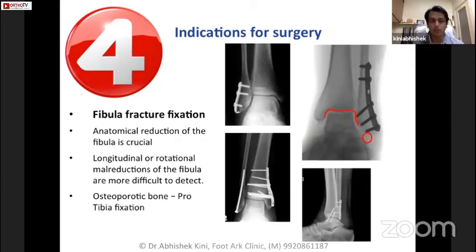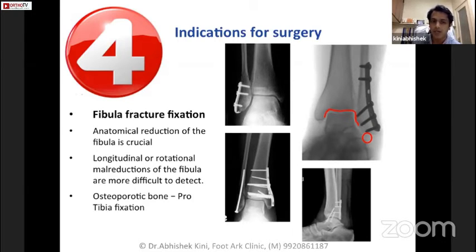And most important thing, it can be fixed in n number of ways with an anti-glide plate. If it's a transverse fracture, you can pass an intramedullary screw. You can put a normal AO type plate. But most important thing is you need to get anatomical reduction of the fibula, which is crucial.